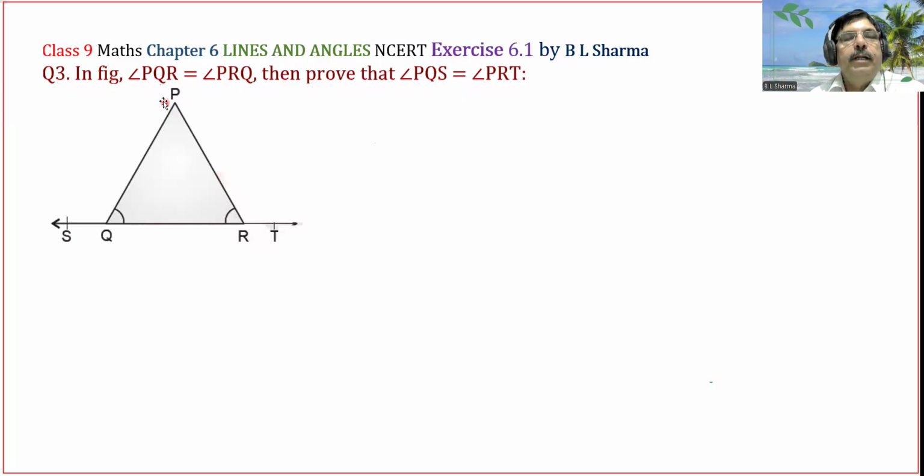In the given figure, angle PQR equals this angle. Prove that this angle is equal to this angle. देखिए ये दोनों एंगल लीनियर पेयर बनाते हैं. Sum of this angle and this angle is 180 degree. Sum of this angle and this angle is 180 degree.